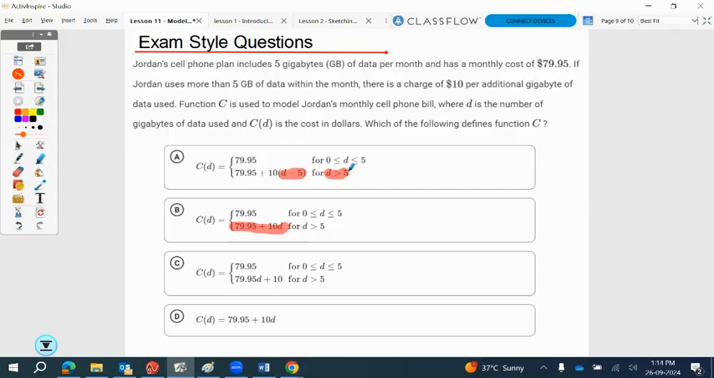So our correct answer is A. Our correct answer is A here.